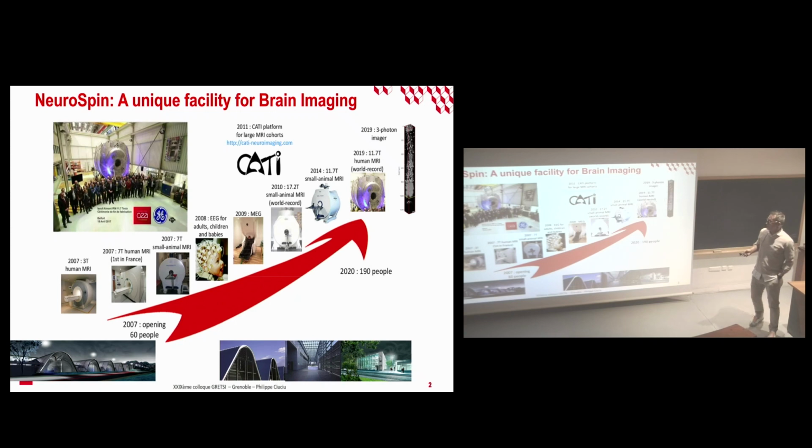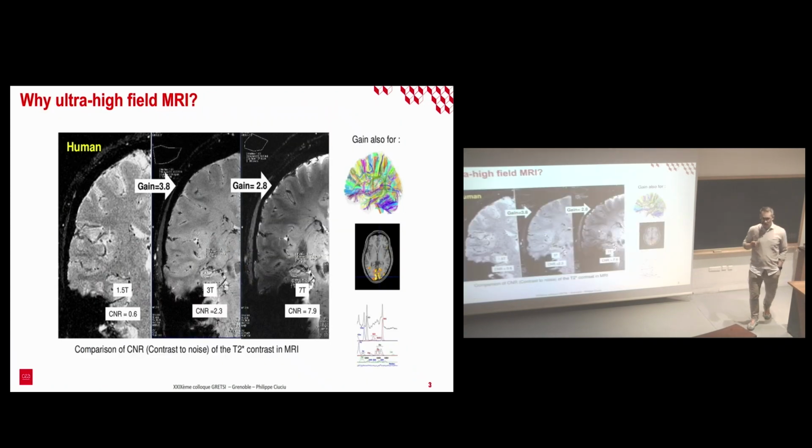And so why push the magnetic field strength so high? The reason is, first and foremost, to increase the signal-to-noise ratio and avoid noise in the images. And this is a nice illustration in the human brain to show you the gain in signal-to-noise ratio, but also in contrast-to-noise ratio, which means your ability to distinguish the different tissues in the human brain, and in particular to differentiate white matter from gray matter.